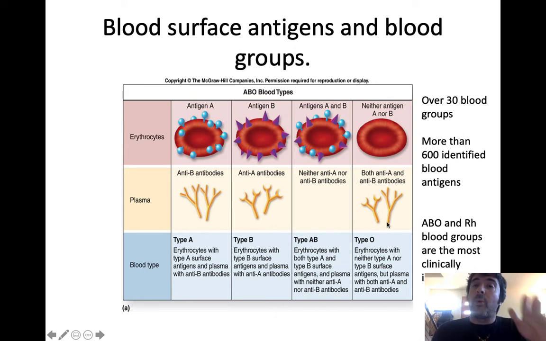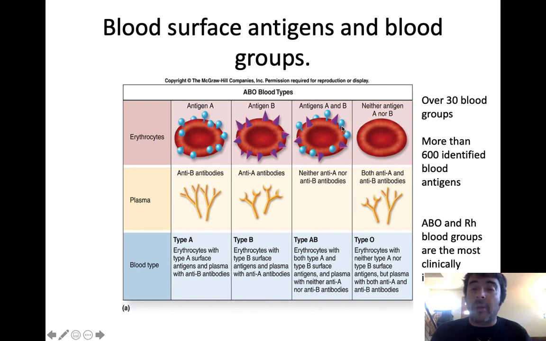And this becomes really important in understanding transfusion reactions, who you can give blood to and who you can't. So if you have antigens A and B on the surface of your red blood cell, you'd be AB, and in this case, AB negative.